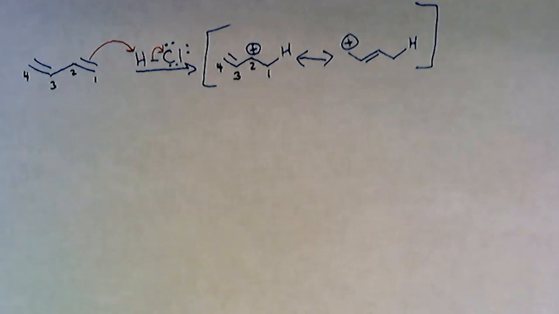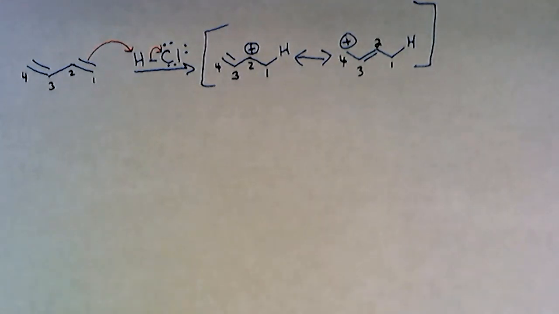Protonation at one of the internal carbons, carbons 2 or 3, would produce an unstable primary carbocation that is not resonance stabilized. The resonance contributor shown on the left side features the formal positive charge at carbon number 2, while the other resonance contributor shown on the right side features the formal positive charge at carbon number 4.